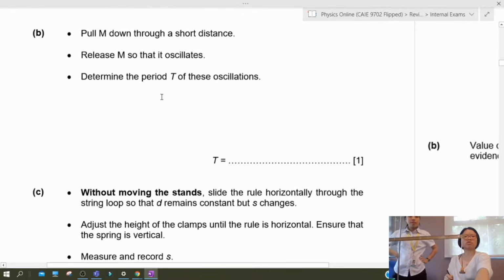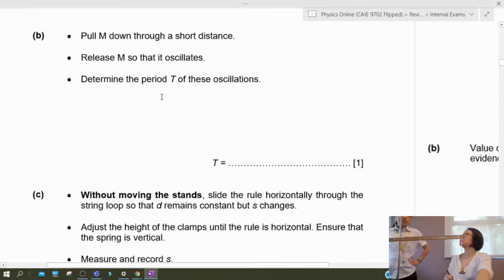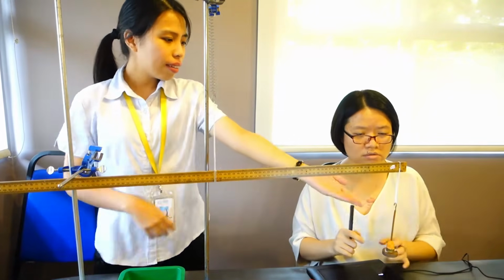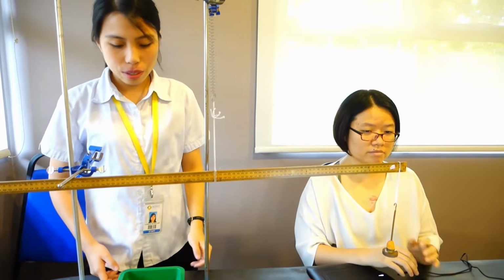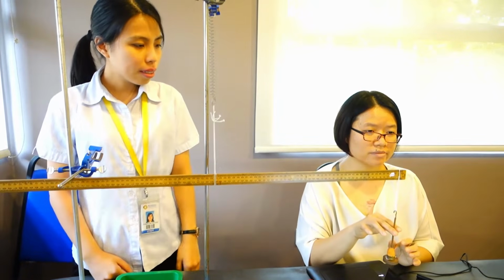Pull M down through a short distance. How short is short? Well, the miss just now said don't pull too much, otherwise your spring will spoil. Then after the thing falls off, sabotage again. Okay, you pull and see.